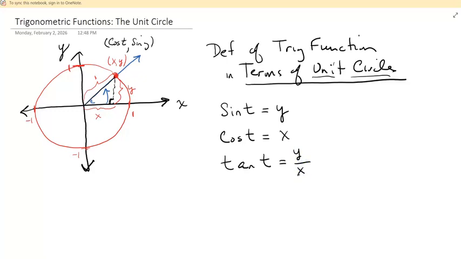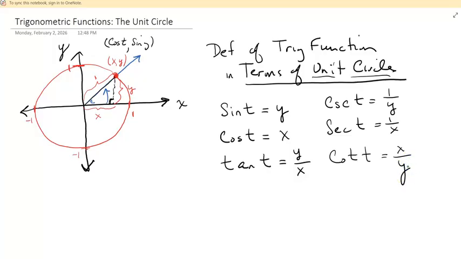And for the other ones, we can just do our reciprocal functions, of course. Reciprocal of sine is cosecant. So that would be 1 over y. Secant, 1 over x. Not as interesting, but also good to know. And then, of course, cotangent equals x over y.